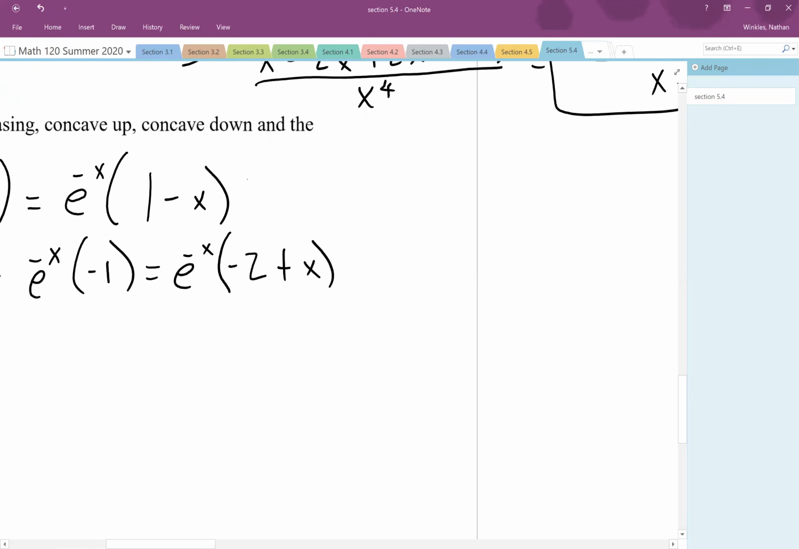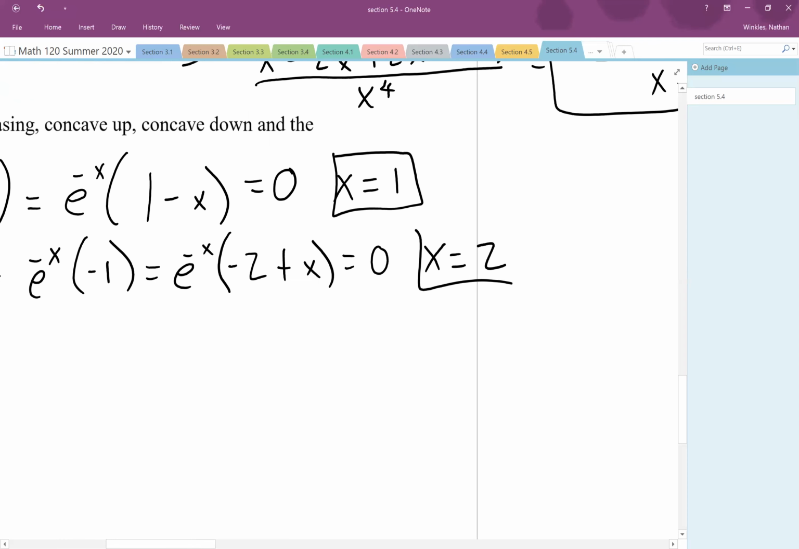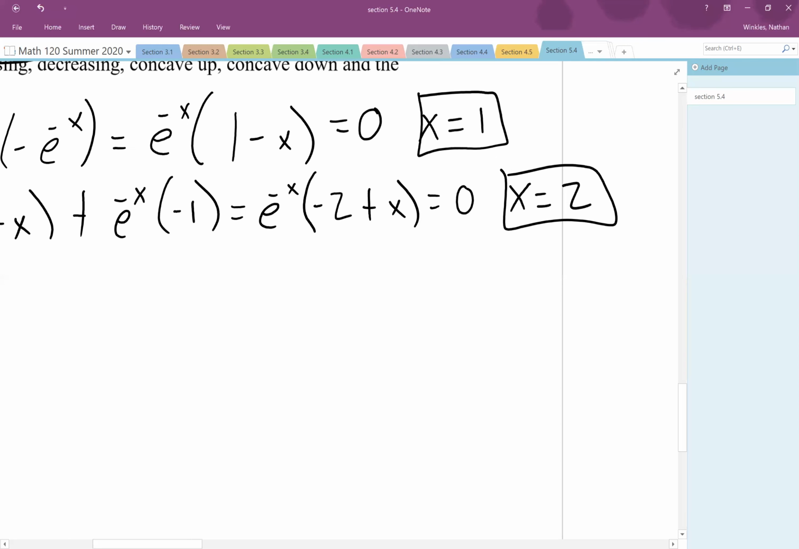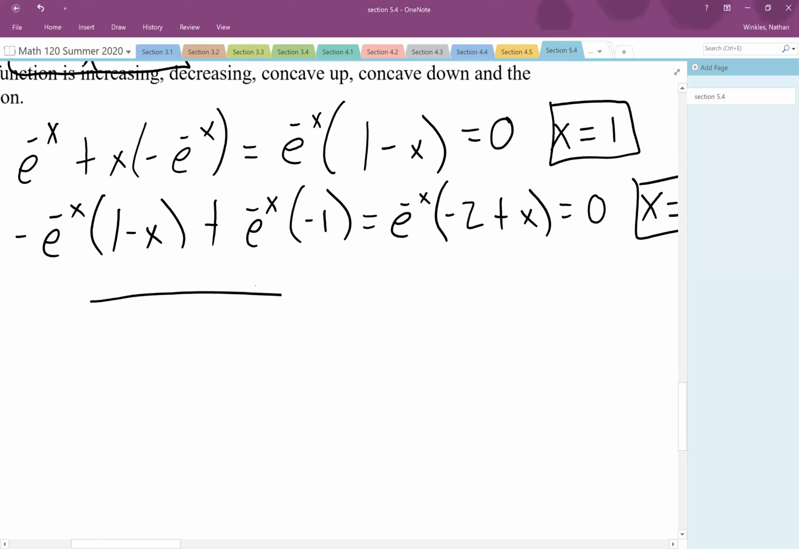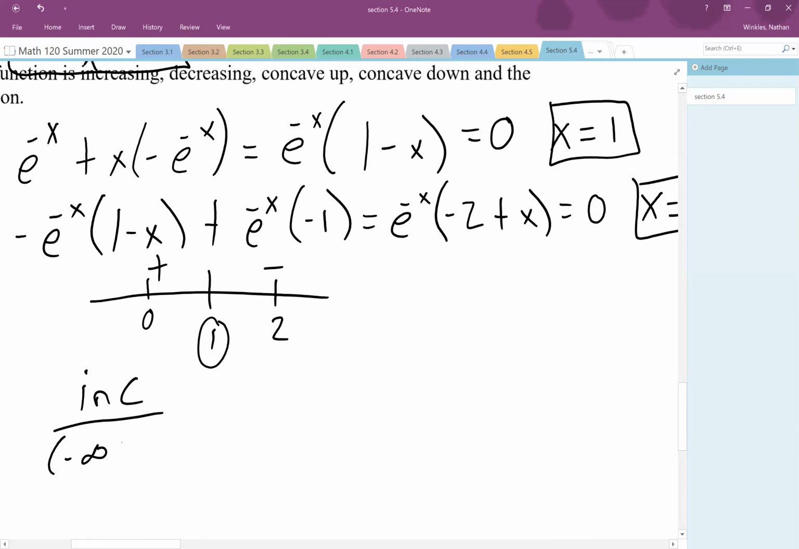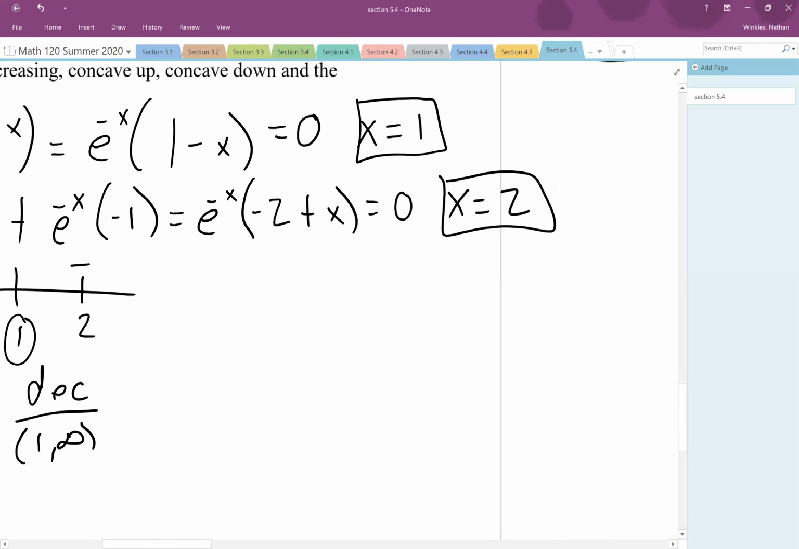So when we set this equal to 0, we get x equals 1. We set this equal to 0, we get x equals 2. So we use our 1 in our first derivative. We plug in 0, we can plug in 2. So when we plug in 0, we get a positive, which means we get a negative on the other side. So therefore, it's increasing from negative infinity to 1, decreasing from 1 to infinity.